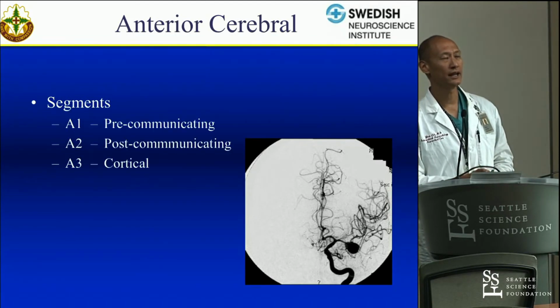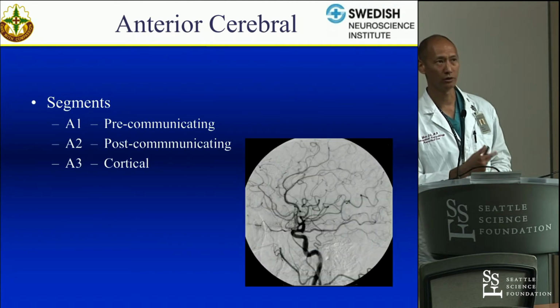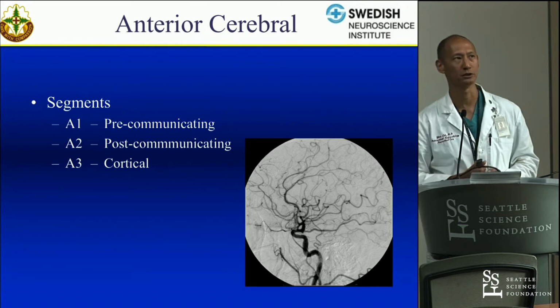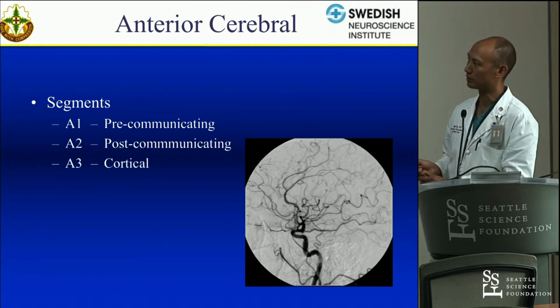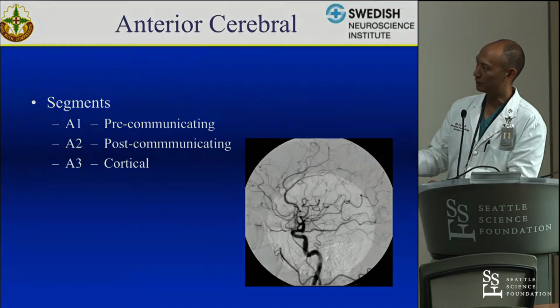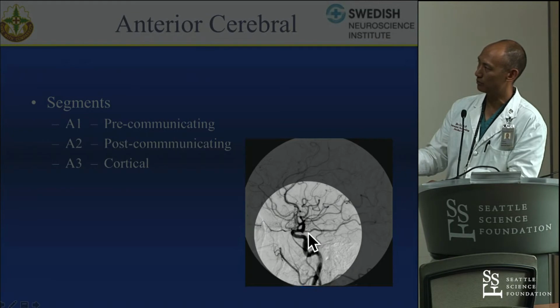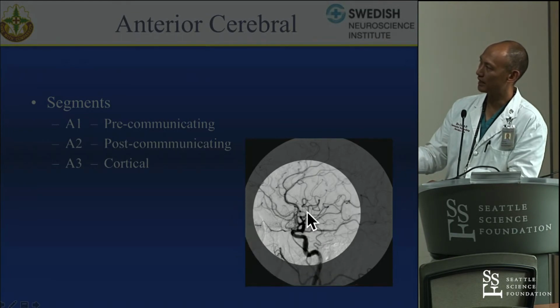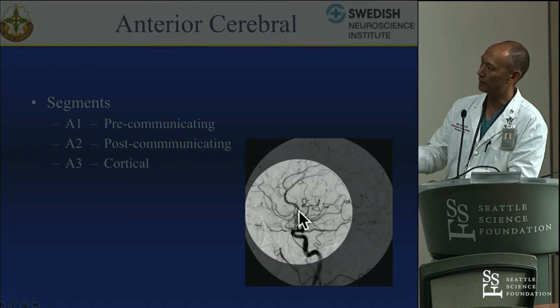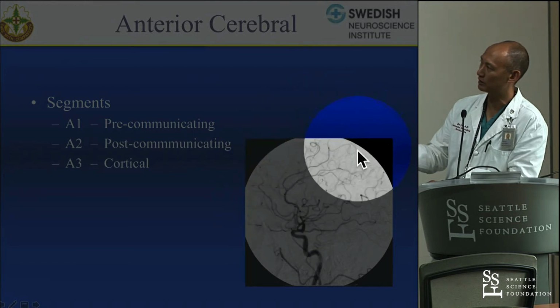A2 and A3 segments are best viewed from the lateral view, and those are termed post-communicating and the cortical branches. And I know Rhoton talks about 6 different segments of the ACA. From the angiographic perspective, the 3 segments are the most important to remember. The A1 on the lateral view is going to be very difficult to see because, like I said, it's running both medially and anteriorly, to somewhat superimpose on itself. But then it becomes an A2 segment, or the post-communicating segment, where it will run fairly vertically, hit the genu of the corpus callosum, and then become the A3 segments.